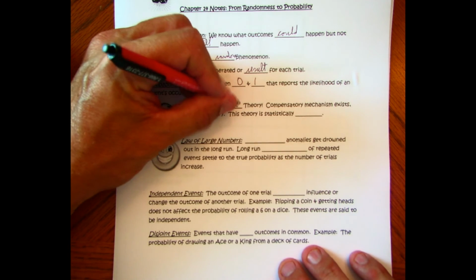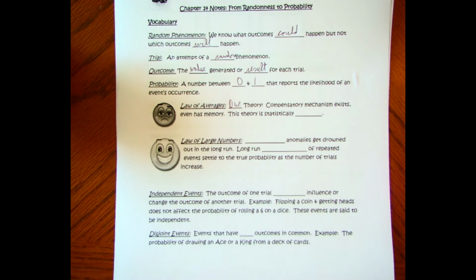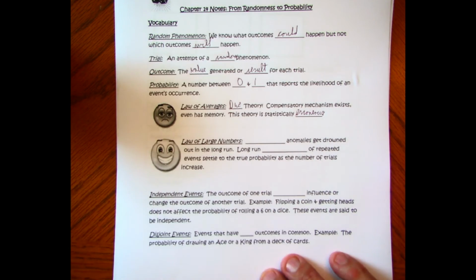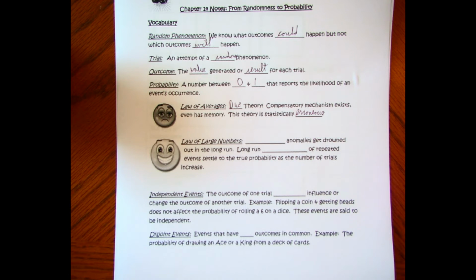Law of averages. We talked about this. This is the "due" theory. We think that things have a compensatory mechanism. They remember what happened and things are due to happen. So we roll the dice 20 times and the 5 doesn't come out. So what do we say? On the 21st roll, the 5 is due to come out. Well, no, it's not. On the 21st roll, the 5 has a 1/6 chance of coming out. It doesn't care what happened in the past. So this theory is statistically erroneous, or you could put the word wrong if that doesn't work for you. It's not sound statistically.